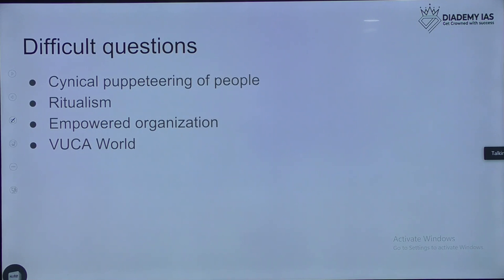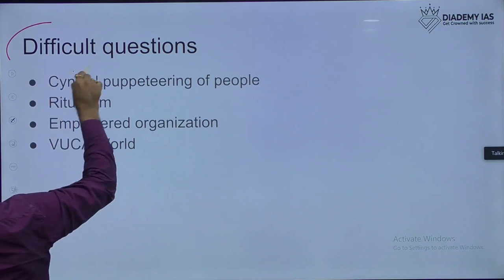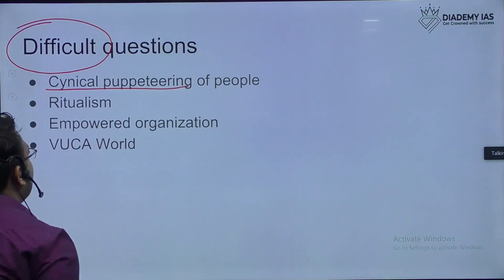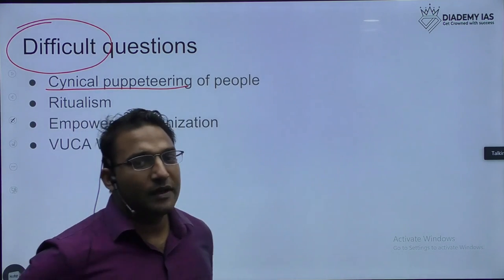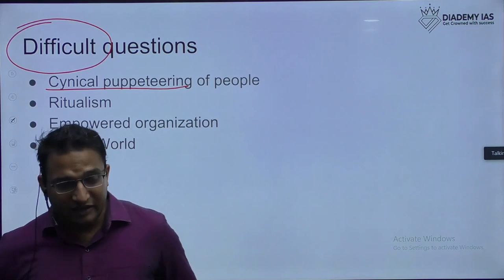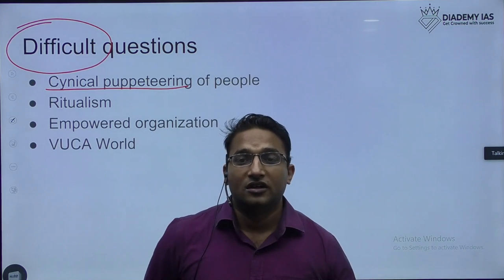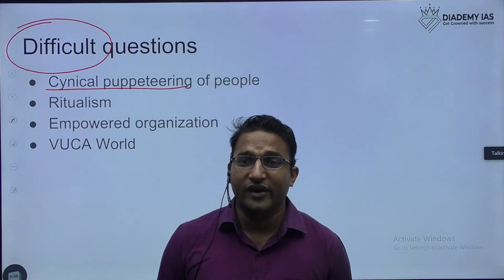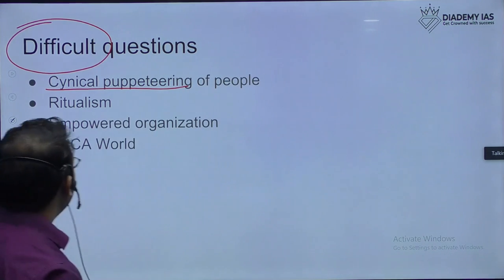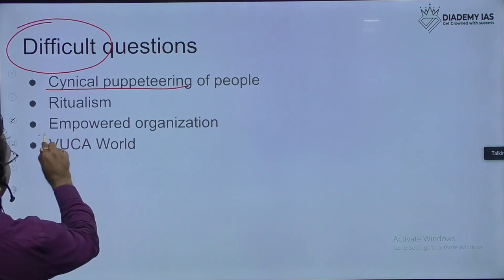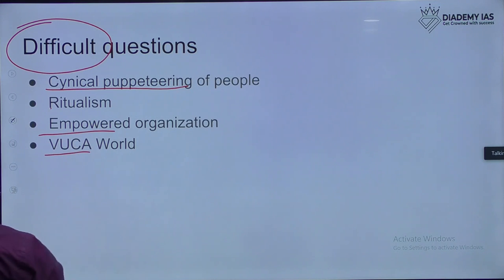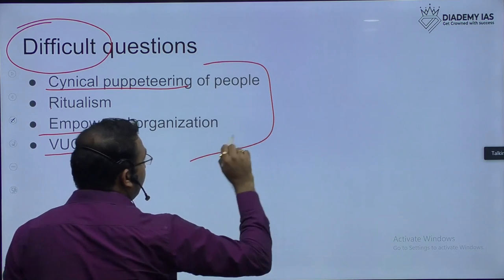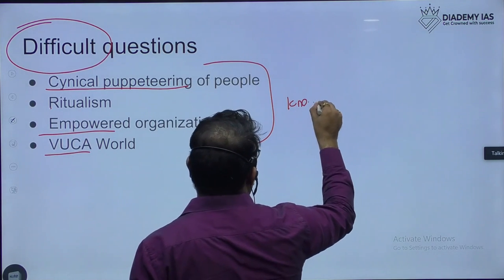And there are difficult questions also. For example, cynical puppeteering of the people. Now, if you have gone through the previous question, then you might remember in which context this word was used. But sometimes you will not remember in which context this word was used, right? Ritualism, empowered organization, VUCA world, these are seemingly difficult questions. So now in these questions, if you know the answer, then write.